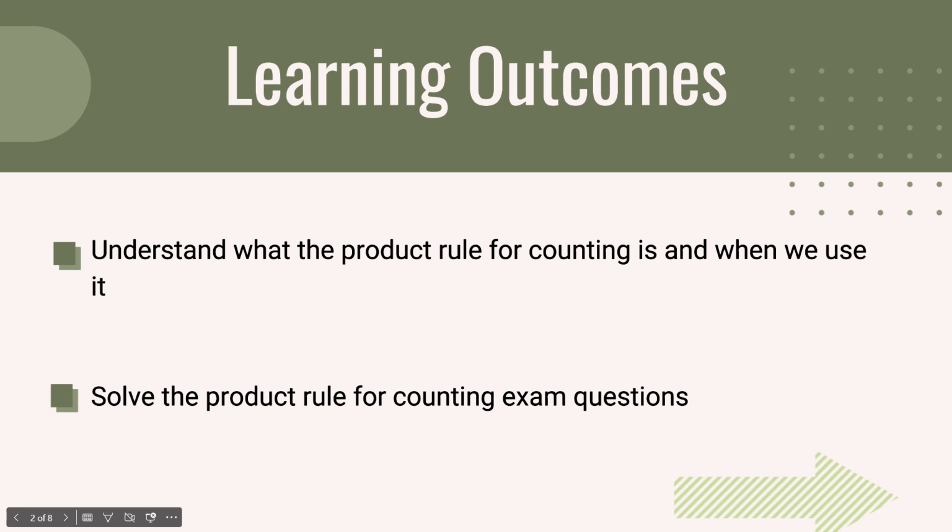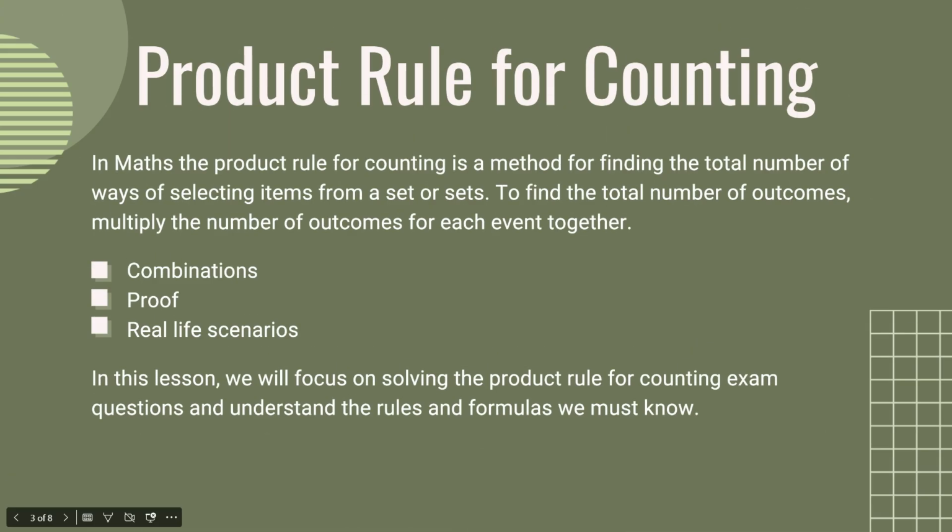Our learning outcomes for today are to understand what the product rule of counting is and when we use it, and to solve product rule of counting exam questions. So, what is the product rule of counting? In maths, the product rule of counting is a method for finding the total number of ways of selecting items from a set or sets. To find the total number of outcomes, multiply the number of outcomes for each event together. In this lesson, we will focus on solving the product rule of counting exam questions and understand the rules and formulas we must know.